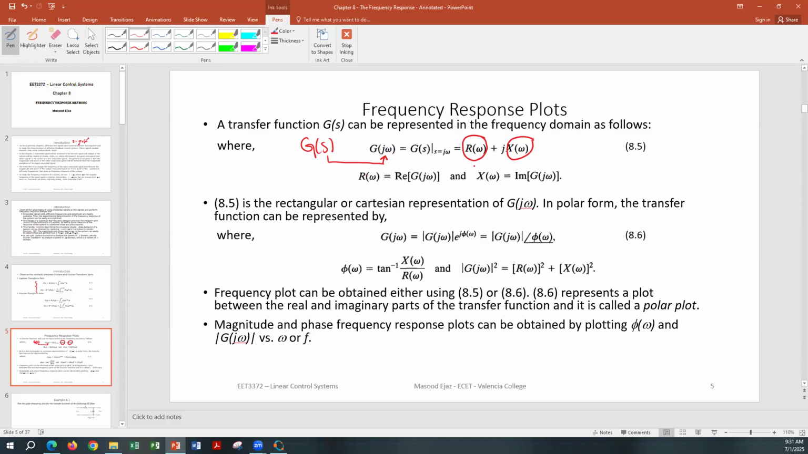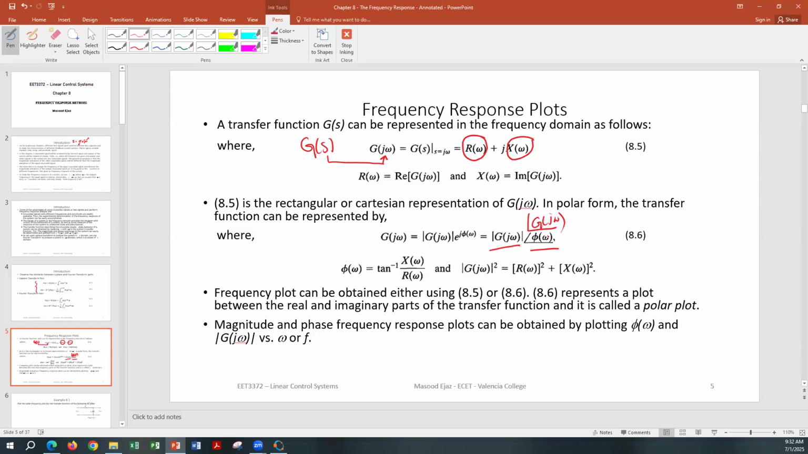If you want to represent this rectangular form in polar form, it will have a magnitude as well as a phase. Magnitude is represented by the magnitude of G of j omega, and phase is represented by phi of omega or the angle of G of j omega, whatever you want to write. It doesn't really matter. As we know, phase is calculated using the tangent inverse of imaginary over real. However, if you're using the tangent inverse function, you have to be careful about something.